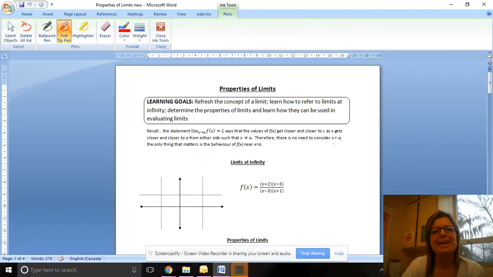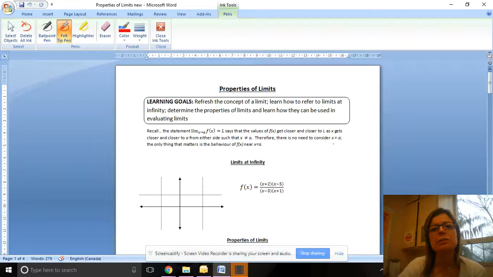Hi class, today we are talking about the properties of limits. So we're just going to refresh the concept of what a limit is, learn how to refer to limits at infinity, and then look at some different properties so that we know what we are quote unquote allowed to do with limits and what we're not allowed to do with limits.